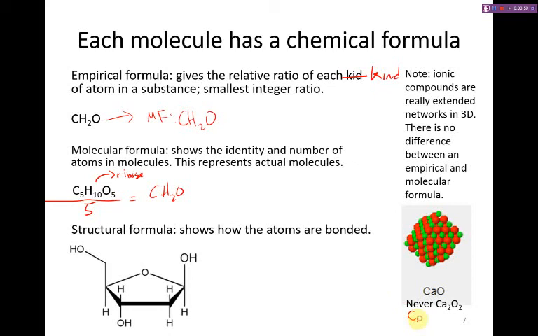You're never going to write out Ca100O100. You always maintain the lowest whole number ratio for ionic compounds.